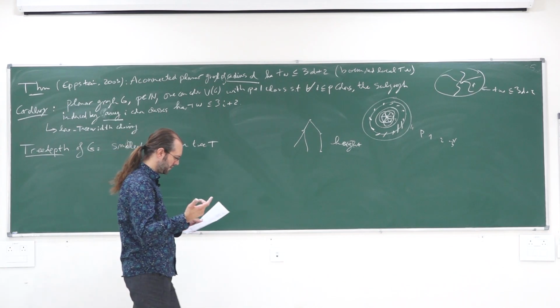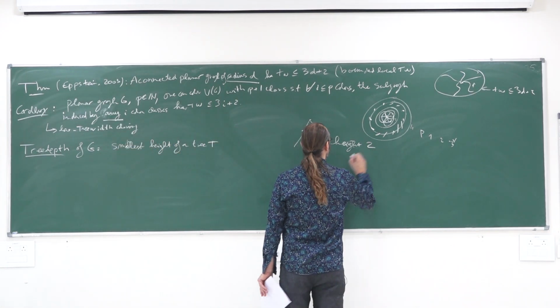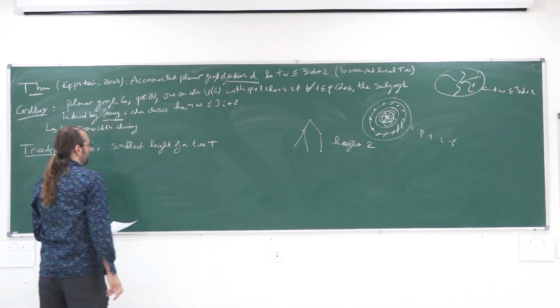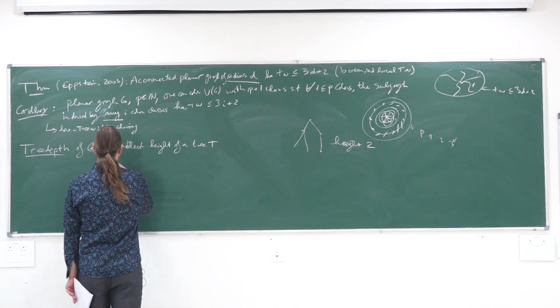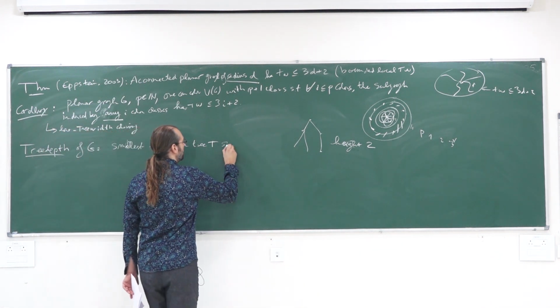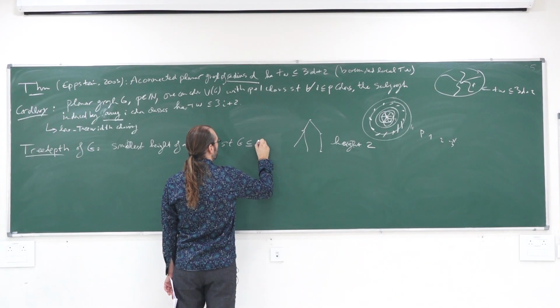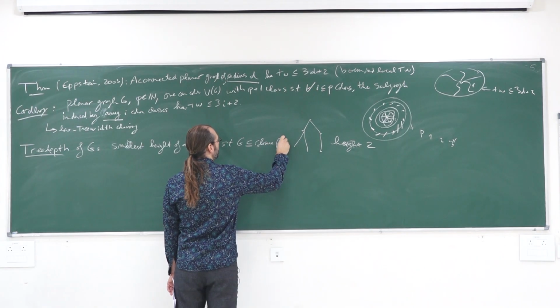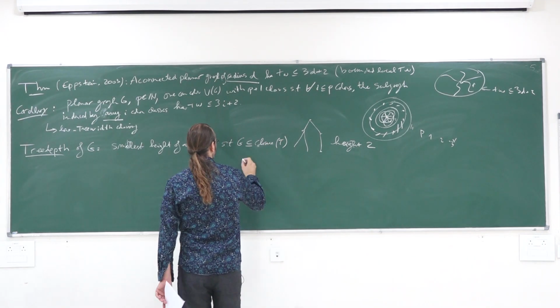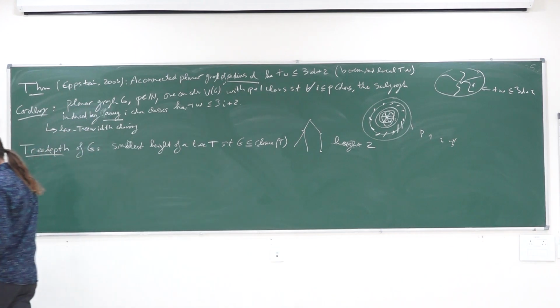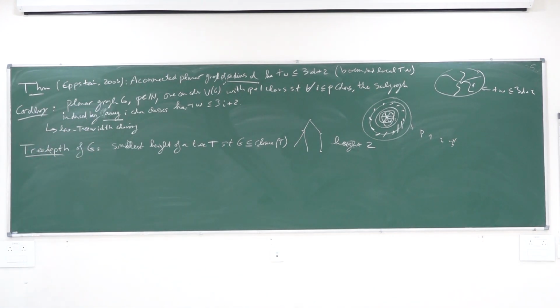No, tree depth 1 are stars, I think. So, the smallest height of a tree T such that G is a subgraph of the closure. Okay, what does it mean? I'll give you a picture. So this is your tree T.